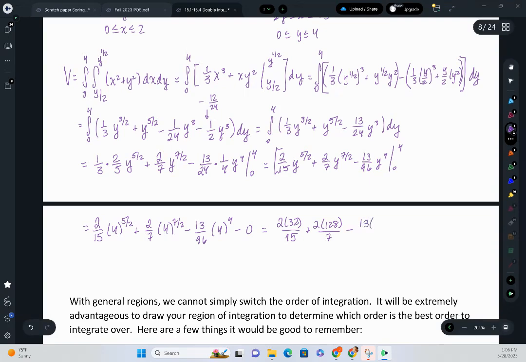So minus 13 times 256 over 96. And I plug those into my calculator. My calculator gives me a nice number of 216 over 35.